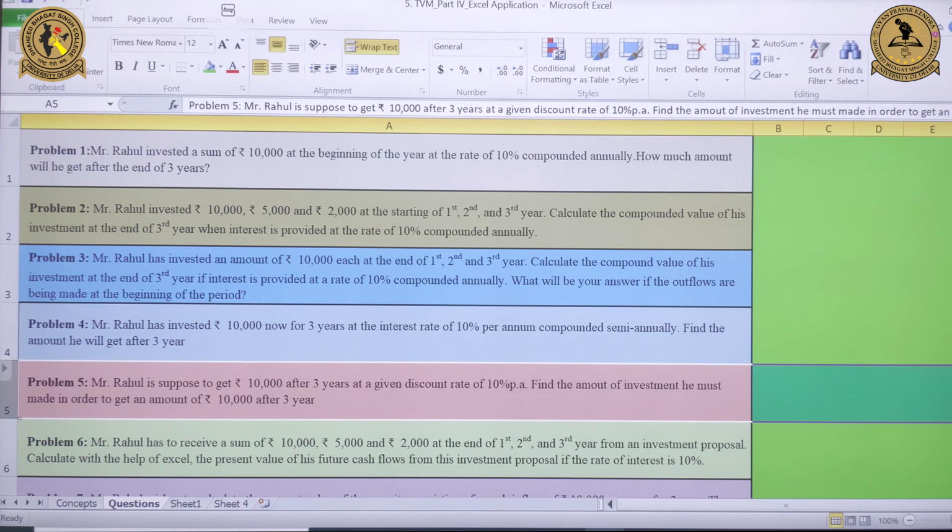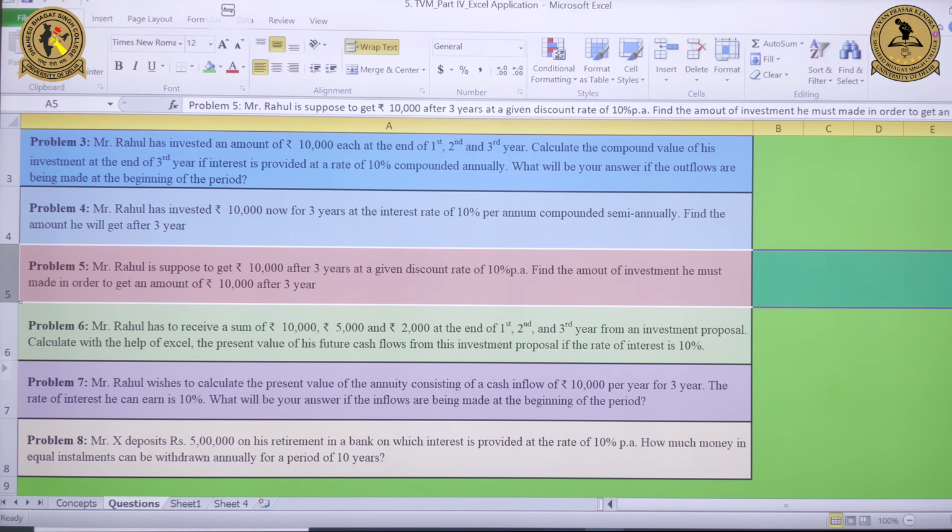Now let's focus on problem number 5. In this problem, we will try to calculate the present value. We have already learned that in order to compute the present value, there is a different function, which is equals PV. The rest of the components remain the same. So let's focus on problem number 5.